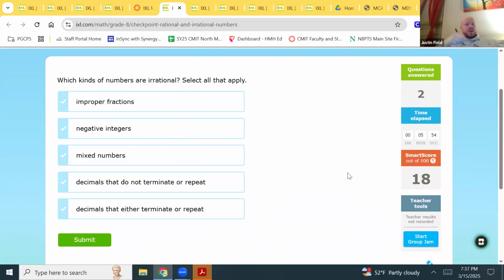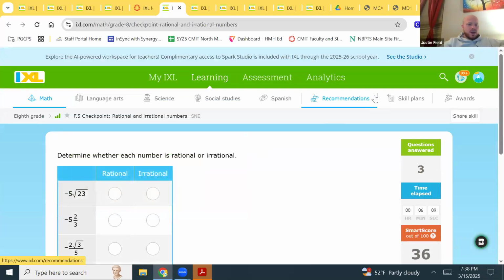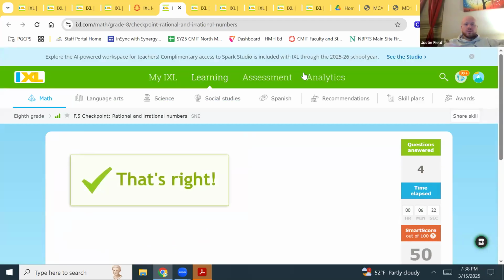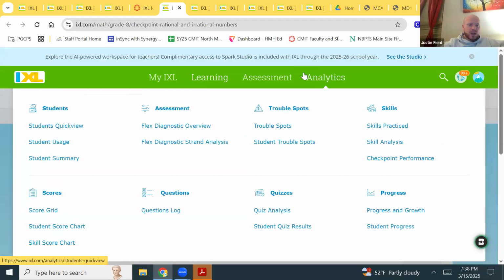Which kinds of numbers are irrational? Okay. Decimals that do not terminate or repeat, and everything else is rational. Okay, rational, irrational. This has a non-perfect square, this is fine. This has a non-perfect square, this is fine. Want to do one more? You got it.